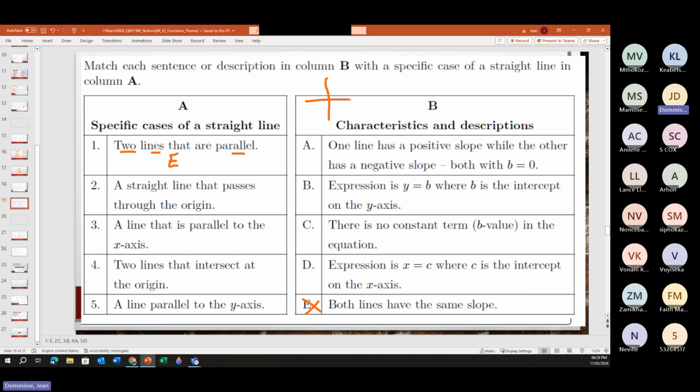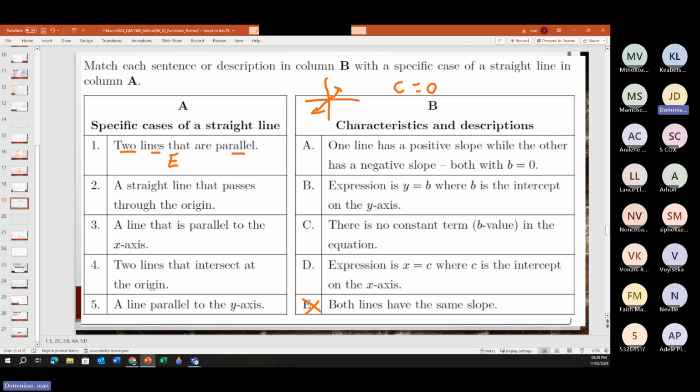Okay, so let's quickly look at a straight line that passes through the origin. If it passes through the origin, your C is equal to 0. So you will basically not have a Y cutoff because it will be 0. Okay, so there are 4 options left.